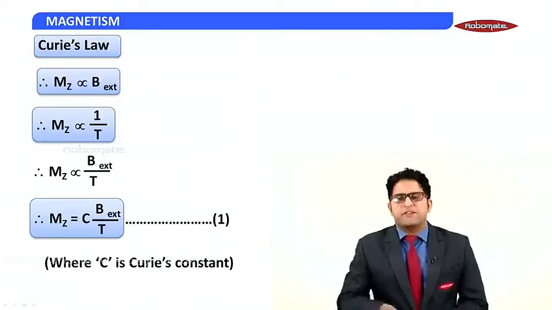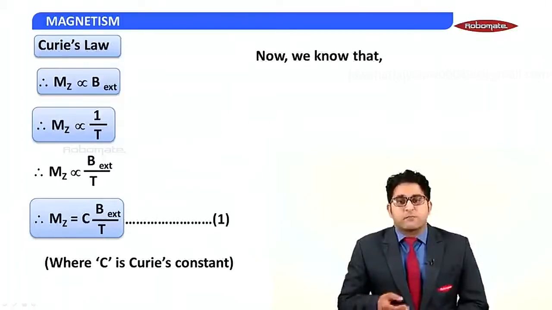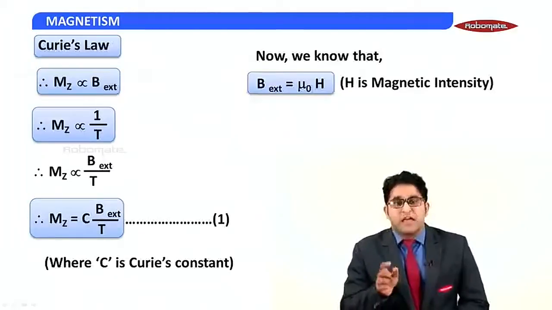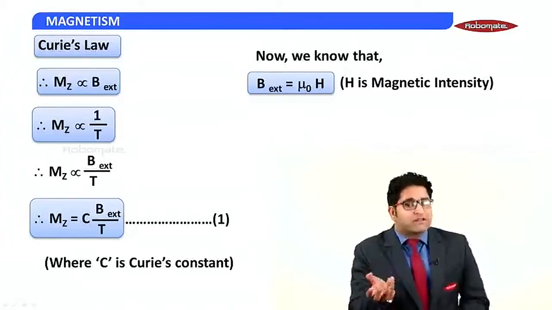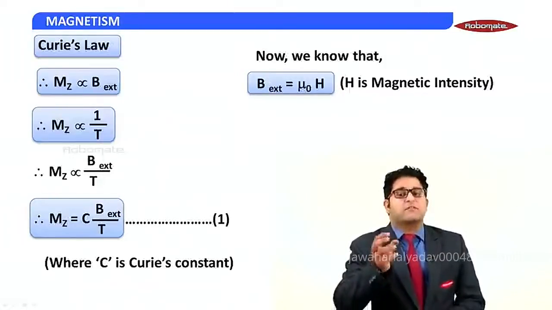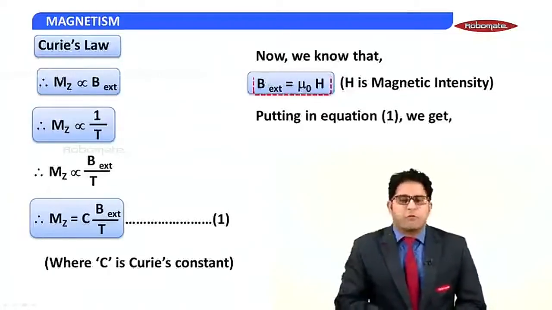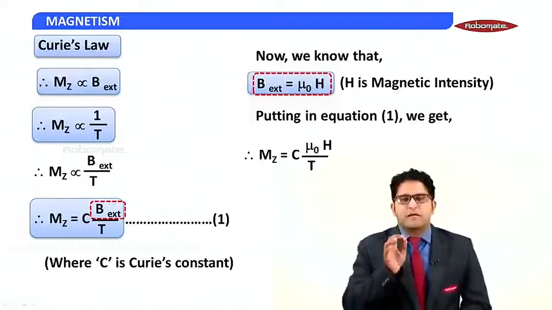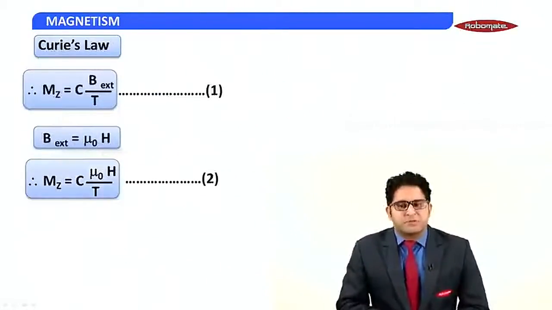Now in the previous modules, we have learned different formulas for external magnetic field. What was the formula for external magnetic field? It was given by B external is equal to mu naught into H. And what is H? H is the magnetic intensity. What do you mean by magnetic intensity? It is the ability of the field to magnetize. And what is magnetization? Magnetization is the ability of the material to get magnetized, right? So I'll put this relation in equation number 1. What will I get? I'll get Mz is equal to capital C into mu naught into capital H upon T, right? Let this last expression be expression number 2.